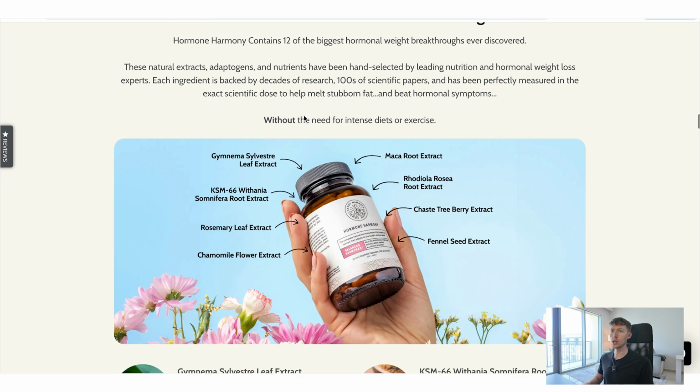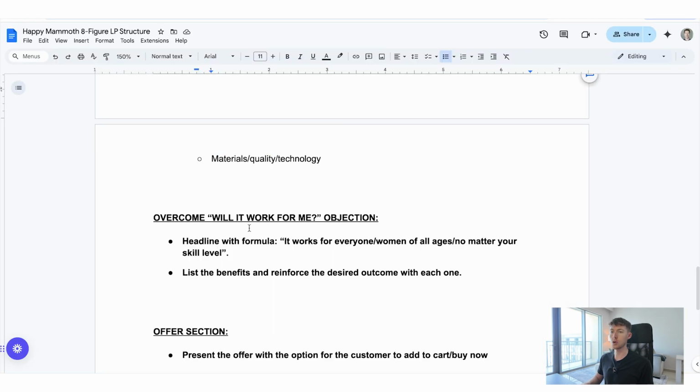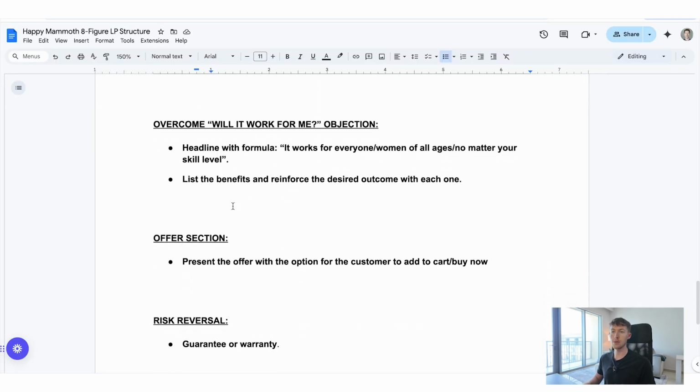And as you can see here, all it takes is 3 capsules a day to melt hormonal fat and feel like you again. And they're saying natural extracts again. They're saying hundreds of scientific papers, right? So we want to back this up with some authority, some trust, so that our claims are supported.